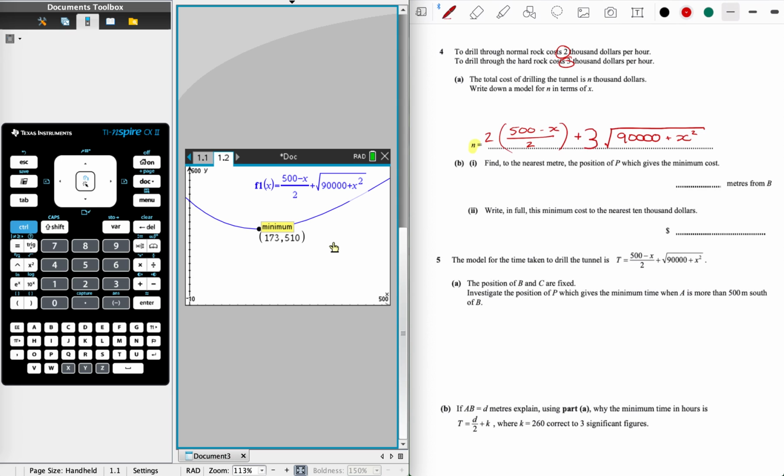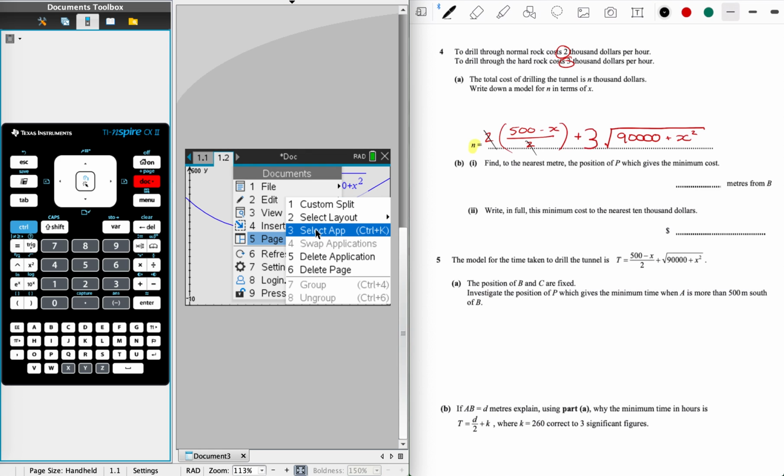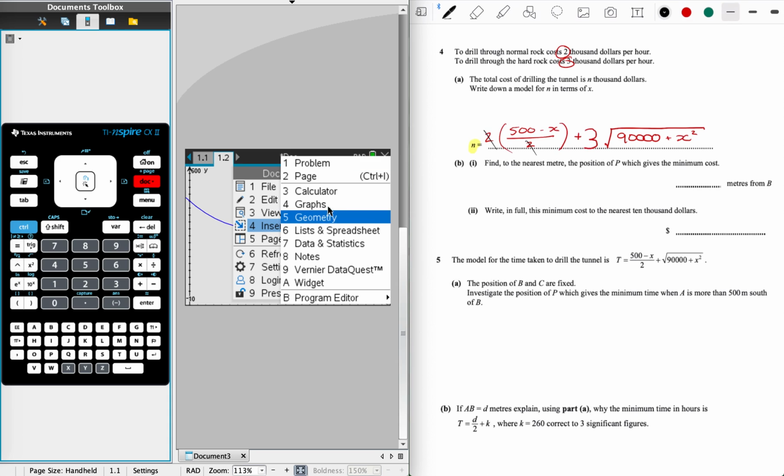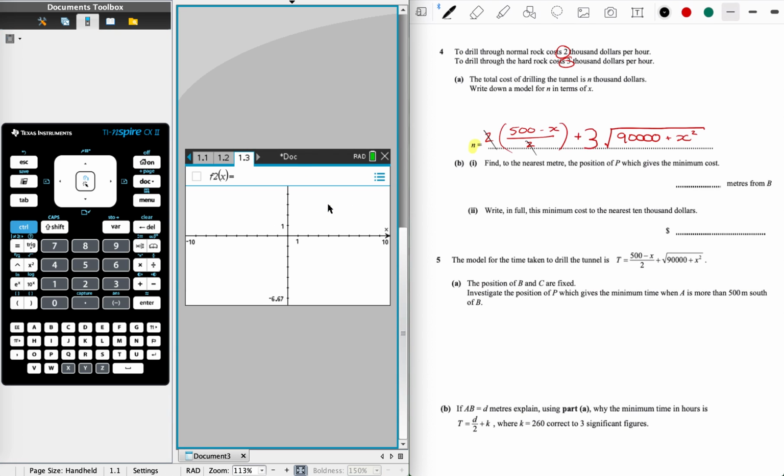Okay. Your answer may have been simplified. Great if you did. These 2's cancel, and we're left with 500 minus x plus 3 lots of 90,000 plus x squared square rooted. So let's have a look at this. Let's insert another graph. And we want to see what's going on. The next question asks for the minimum cost. So let's graph it. Let's just see what happens.